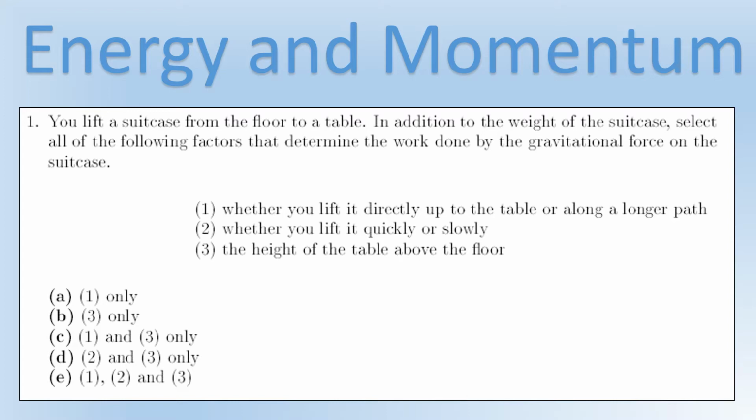You lift a suitcase from the floor to a table, and in addition to the weight of the suitcase, select all of the following factors that determine the work done by the gravitational force of the suitcase. So statement 1, whether you lift it directly up to the table or a longer path. So it's saying if you take a longer path, that might affect the amount of work done. Whether you lift it quickly or slowly, so the amount of time taken, or the height of the table above the floor. So pause the video and have a crack at this question, then we'll take a look.